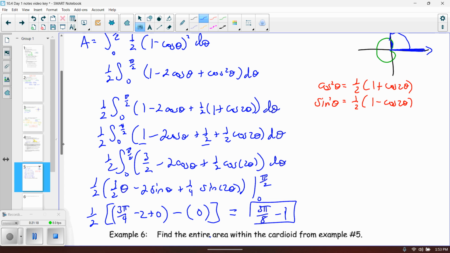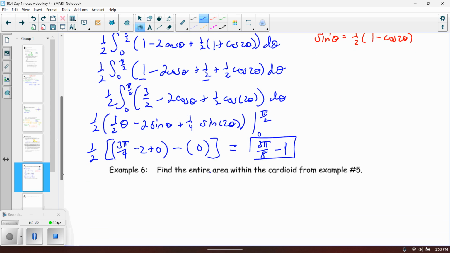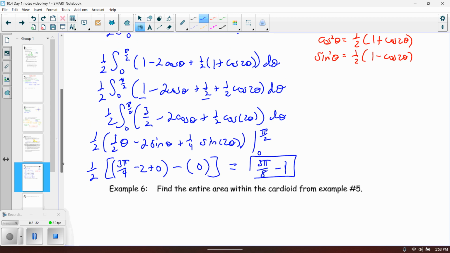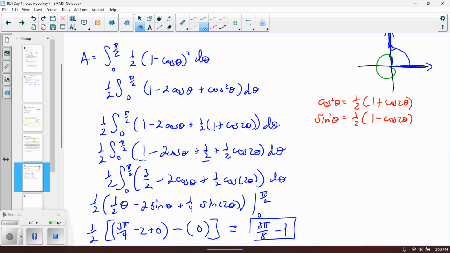All right, number 6 here says, find the area within the entire cardioid from example 5. Well, do I need to really redo the entire process? No, because I've already done all the antiderivative and integration stuff that we have to do prior to that. All I need to do is change the bounds. Because now if I want to find the entire area, to sweep this whole thing, I've got to go all the way around to cover everything. So it's going to be from 0 to 2 pi. That would sweep the entire region.